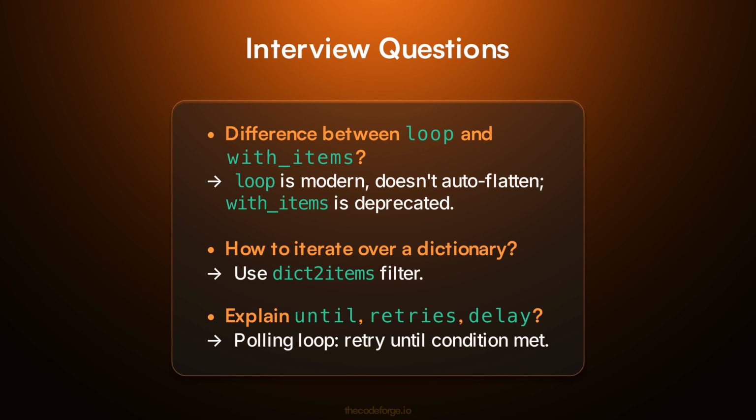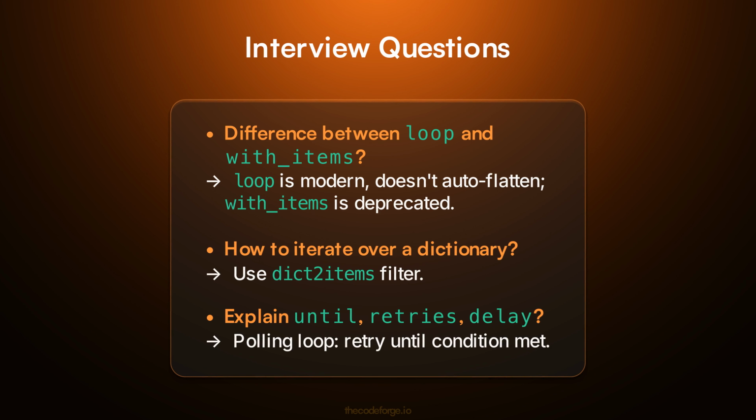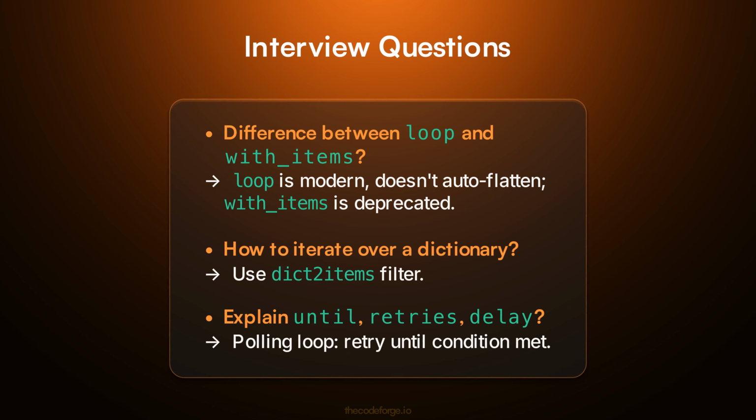Let's run through some common interview questions. Difference between loop and with_items? Loop is modern, doesn't auto-flatten. With_items is deprecated. How to iterate over a dictionary? Use the dict2items filter. Explain until, retries, delay? Polling loop, retry until condition met.